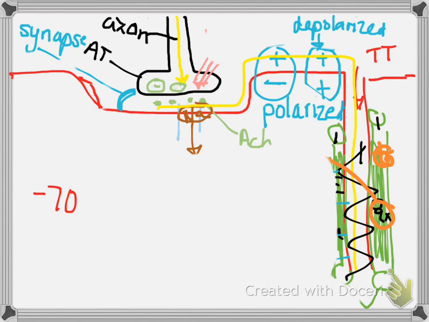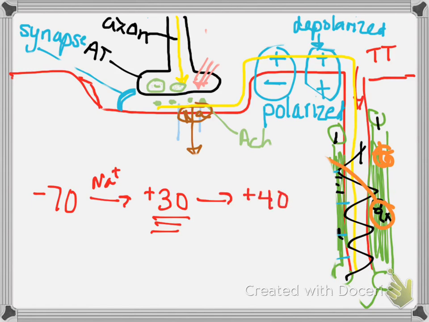What ion rushed in and changed it to positive 30? So thanks to the rush in of sodium, we then went to positive 30. Once we reach positive 30, the director says action. Voltage-gated sodium channels open. Sodium rushes in throughout the entire sarcolemma. Okay? We then get to a place where we're at positive 40. At positive 40, the sodium channels close.